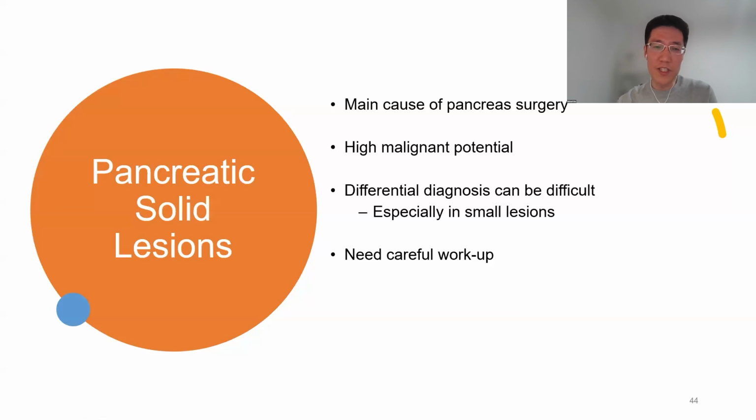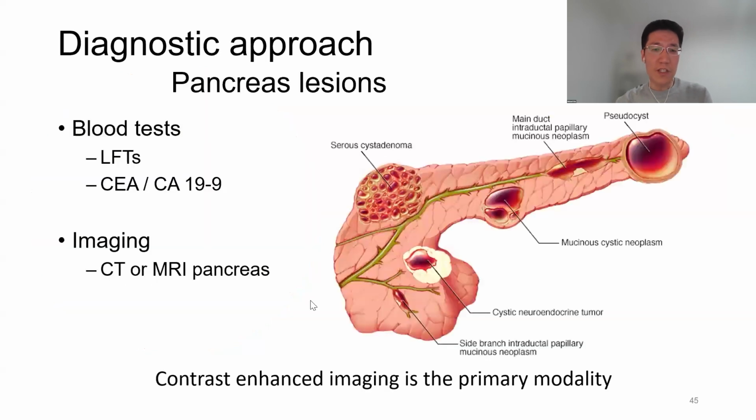Going to the solid lesions, they are the main reasons that we do pancreas surgery because they have a high malignant potential, and the differential diagnosis can be very difficult, especially in small lesions. That's why we need to carefully work up these lesions. So the common blood tests that we organize would be a liver function test, CA19-9, and again, not everyone has these tumor markers.